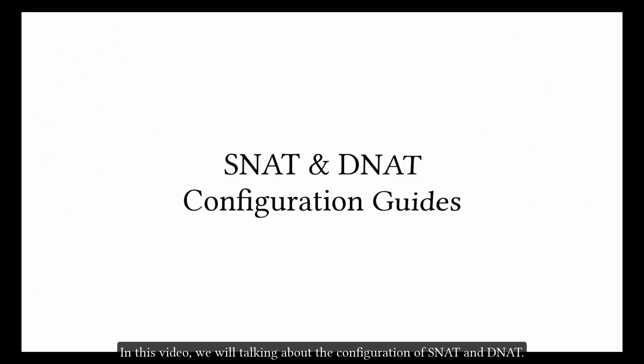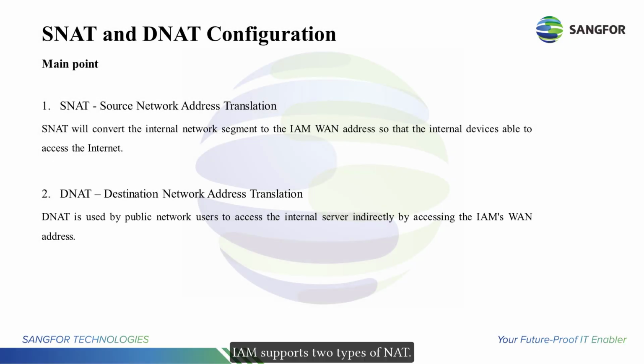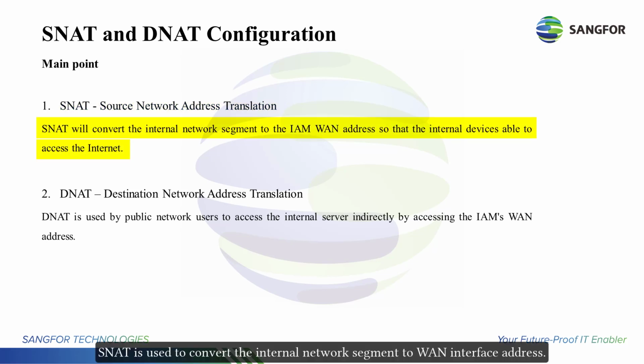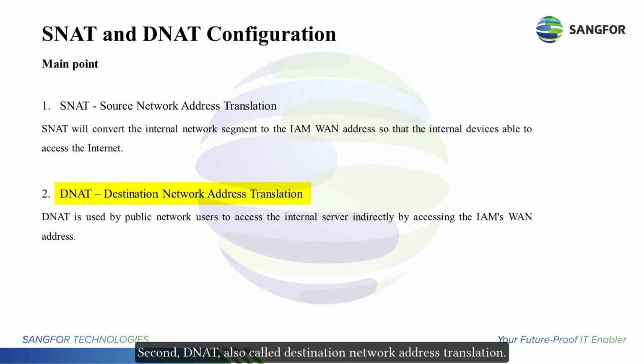In this video, we will be talking about the configuration of SNAT and DNAT. IAM supports two types of NAT. First, SNAT, which is also called Source Network Address Translation. SNAT is used to convert the internal network segment to one interface address, so that the internal network device can access the internet. Second, DNAT, also called Destination Network Address Translation.